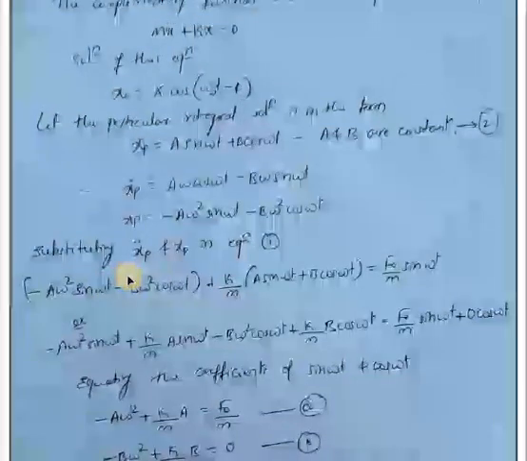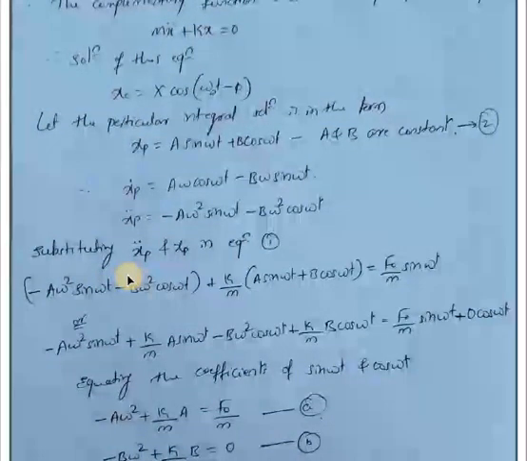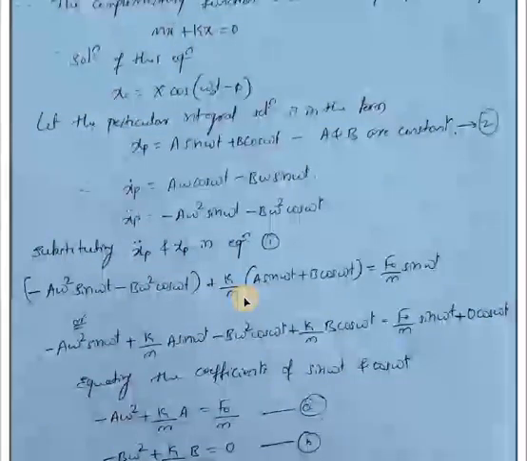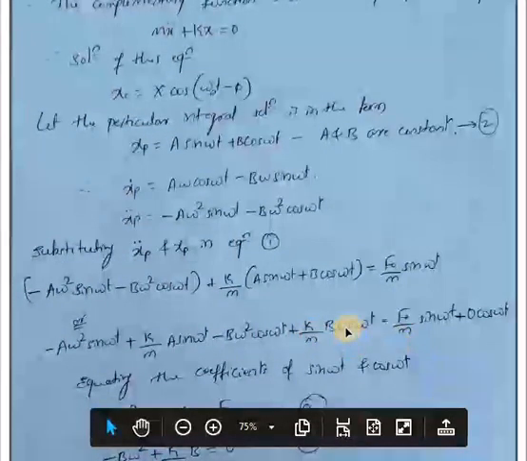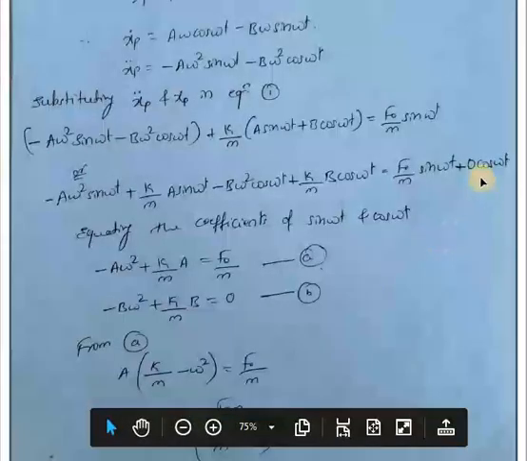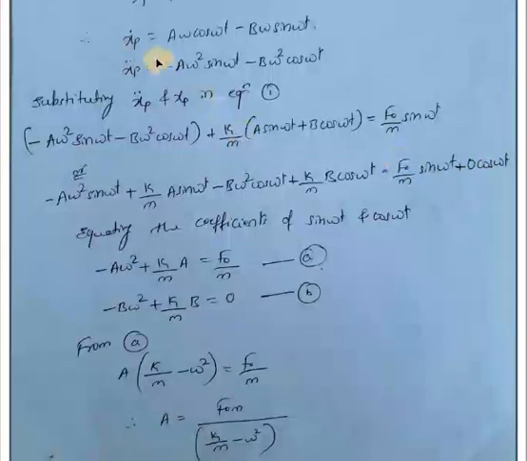Here equation number 1 is x double dot plus k by m into x equal to f naught by m into sin omega t. If you substitute these values in that equation, you will get this equation. Now to simplify, bring the sin omega t terms to one side and the cos omega t terms to the other side, just separate these terms. Now I can write one more term here, 0 into cos omega t. This is just for simplification purposes. If it is multiplied by 0, it is 0 only.